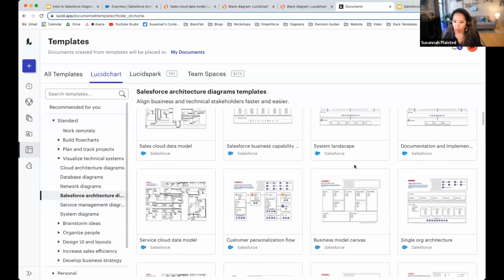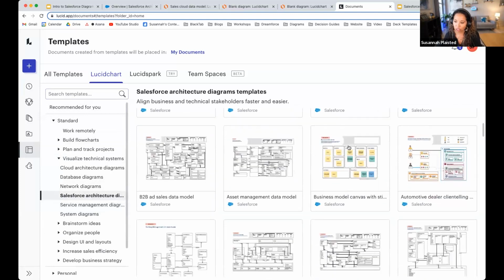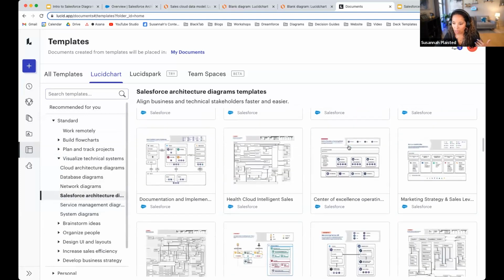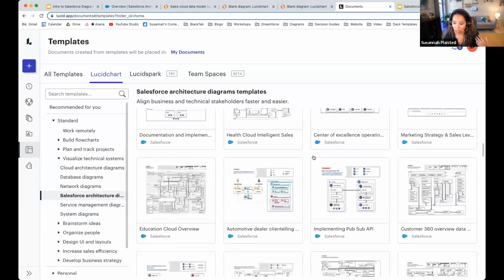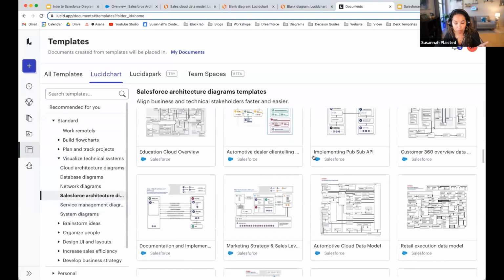So for example, if you wanted to do a system landscape, we have a template that you can use as a starting spot, a business capability map, lots of different things you can play around with there. This is available in elements.cloud and soon Safe Harbor.